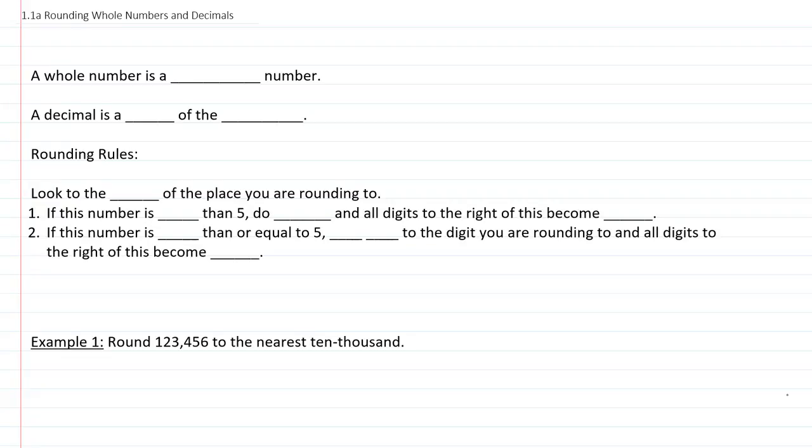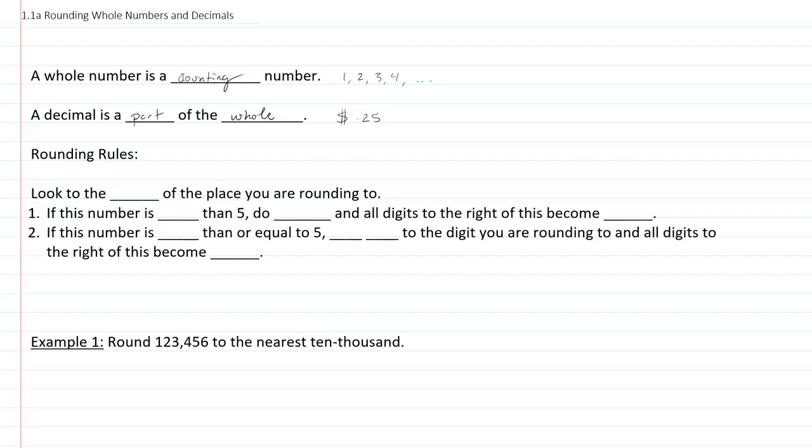1.1a, rounding whole numbers and decimals. A whole number is a counting number. So for example, 1, 2, 3, 4, and etc. are all whole numbers. A decimal is a part of the whole. An example, this would be 0.25 is a part of the whole. So in terms of money, this is a quarter. It's a part of $1, a quarter of $1 to be exact.